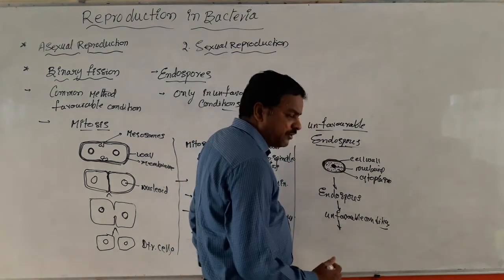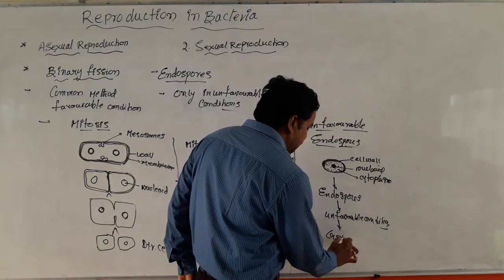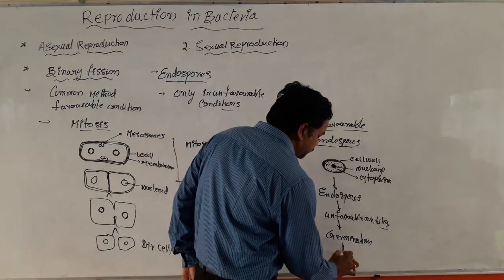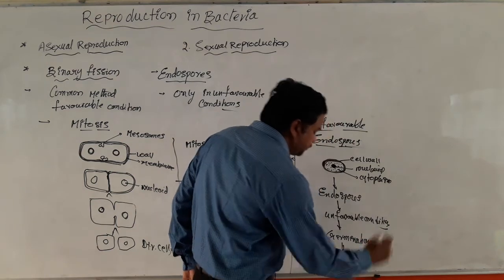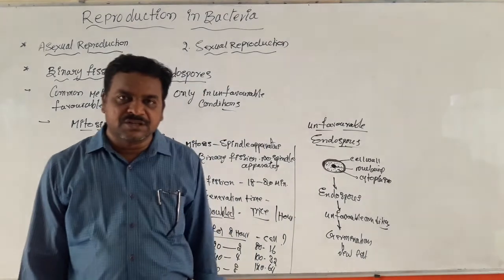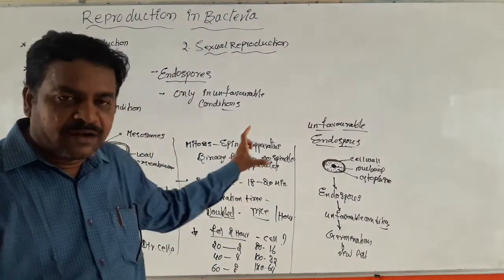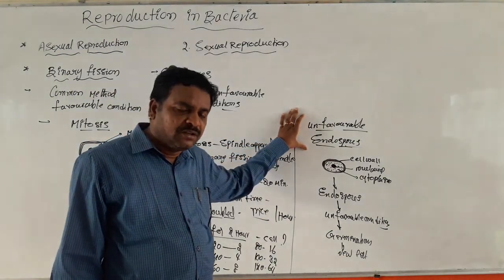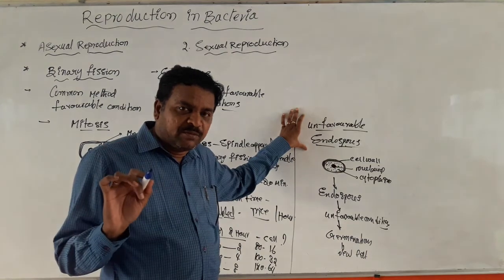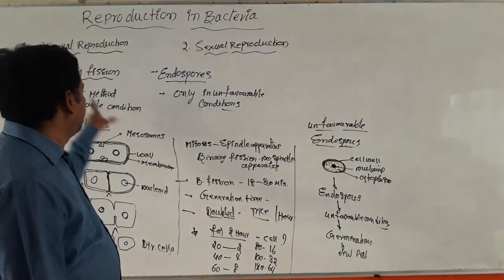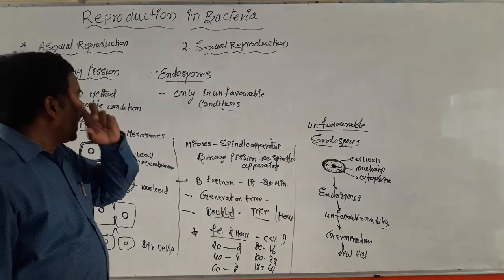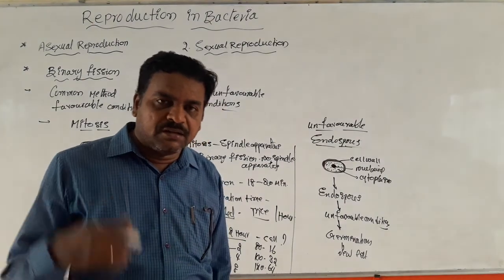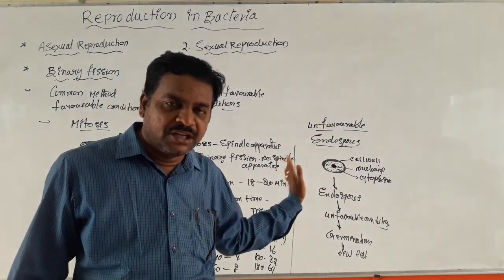After attaining favorable conditions, each and every spore germinates into a new cell. Such type of asexual reproduction commonly takes place in unfavorable conditions. These spores are called endospores. So asexual reproduction in favorable conditions takes place in bacteria by binary fission. But in unfavorable conditions, these bacterial cells also reproduce asexually by the formation of endospores.